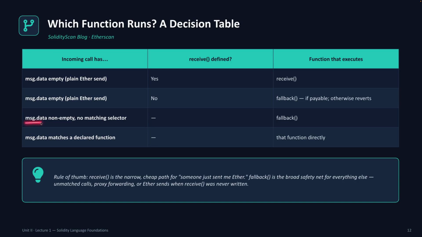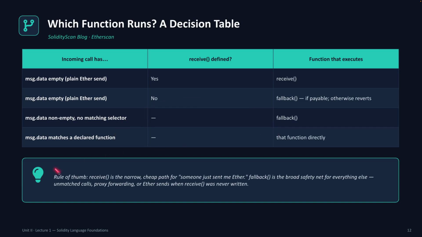When the message.data is non-empty and there is no matching selector, that is, you are trying to invoke a function that doesn't exist in your smart contract, in that case, the fallback function will be executed. When the message.data matches a declared function, in that case, that function is executed directly.